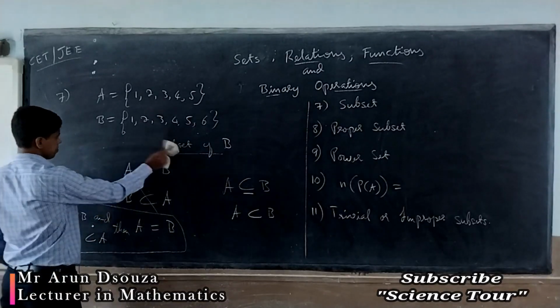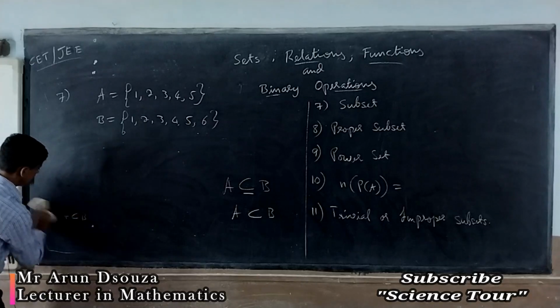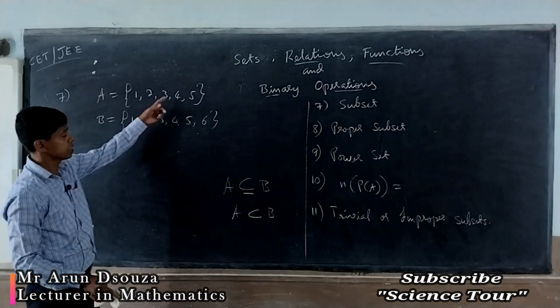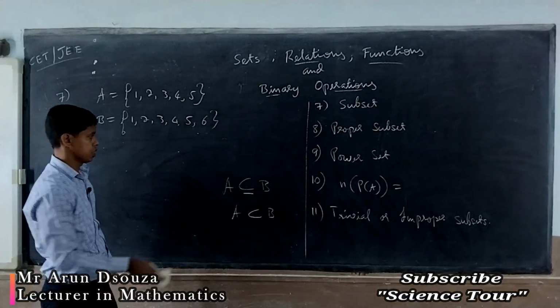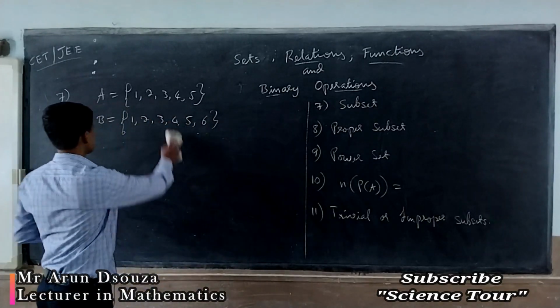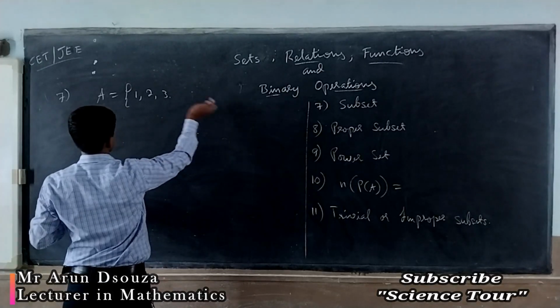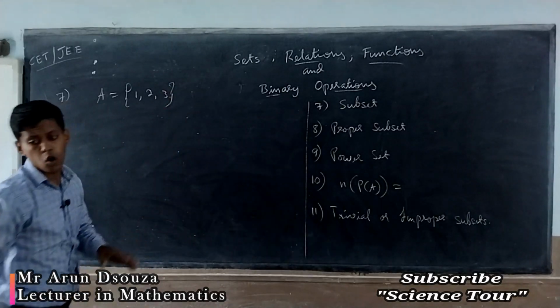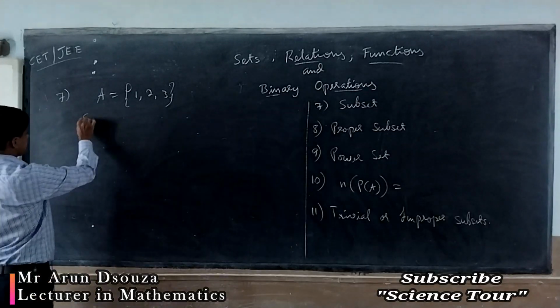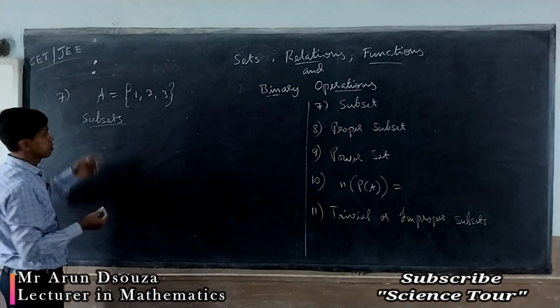Well, so here it is a proper subset. A is a proper subset of B. Okay. Next, what are the possible subsets? See, I will write only these things. Okay. How many subsets are there?